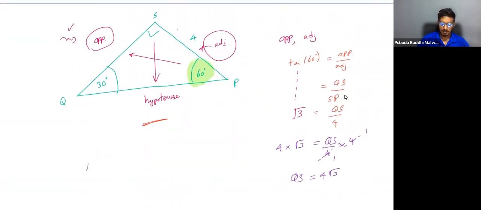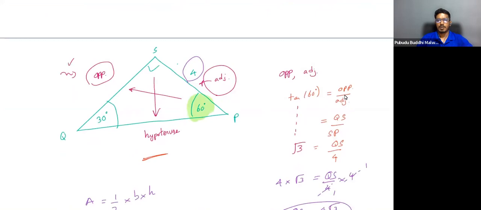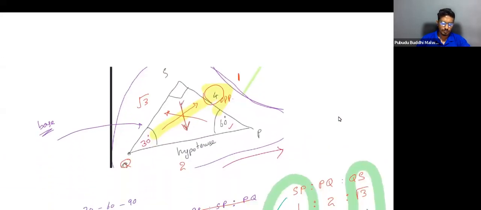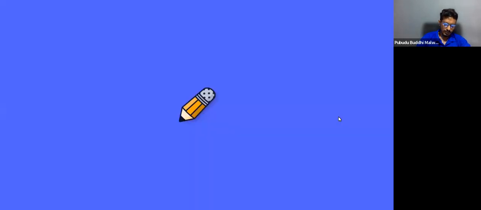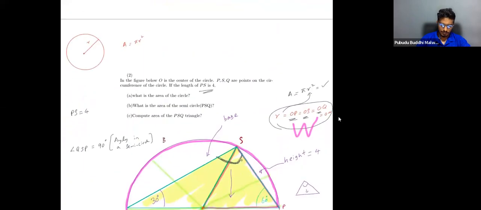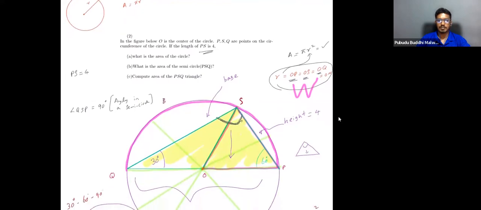Then area equals half times base times height. Multiply QS and 4, then divide that by 2. You will get the same answer, 8 root 3. Right. So that's the answer for the question. Yeah, area of the triangle, I think. That's the area of the triangle. Then we can discuss about area of the circle as well.